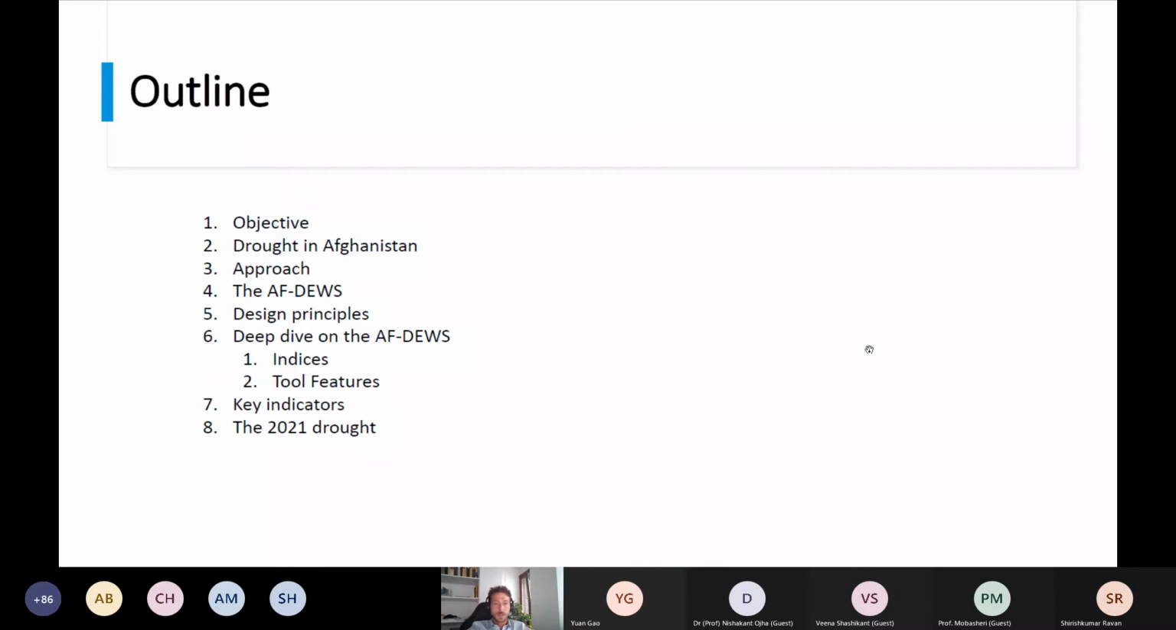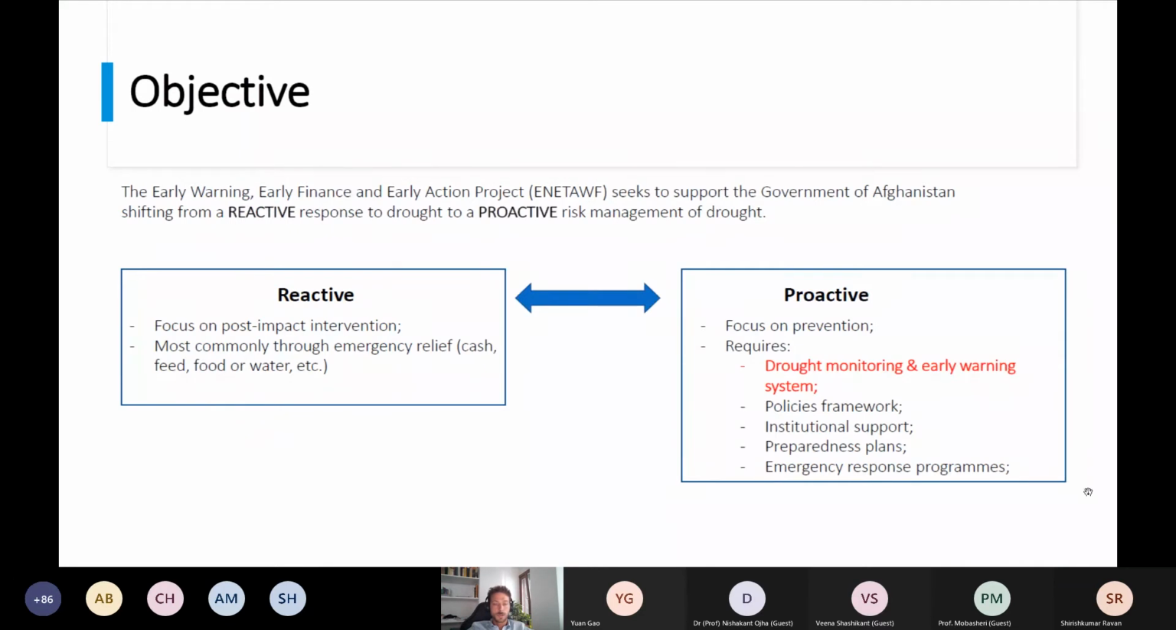Next slide, please. So the decision support tool that I'll present is part of a larger initiative aimed at supporting the government of Afghanistan in shifting from a reactive response to drought to a proactive risk management of drought. What is the difference between these two approaches? Till today in Afghanistan, the response to drought was usually implemented after the drought impacts were already affecting the livelihood of communities. And once these impacts were affecting the communities, the government would plan and implement relief measures that most often come as cash distribution or food and water for affected households or feed for livestock and so on.